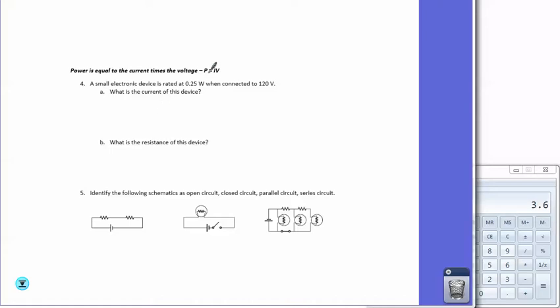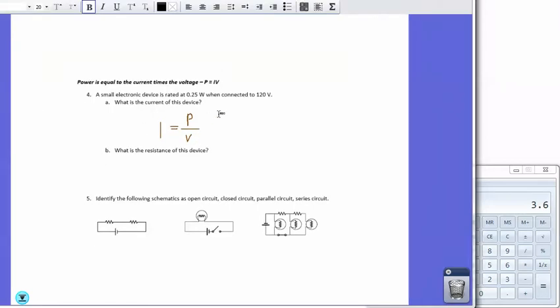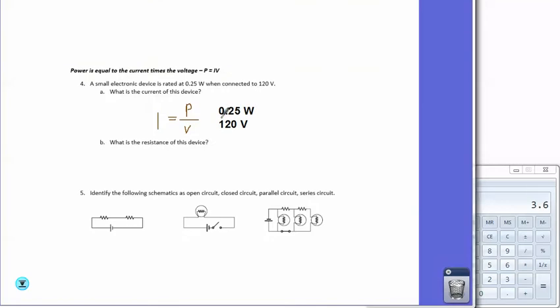Since we're looking for I here, we're going to solve this for I and say that it's P divided by V. So P over V is going to equal our current. Power divided by voltage equals current. In this case, it's going to be 0.25 watts divided by 120 volts. Our answer is going to be in amperes, but you'll notice that what's on top is smaller.